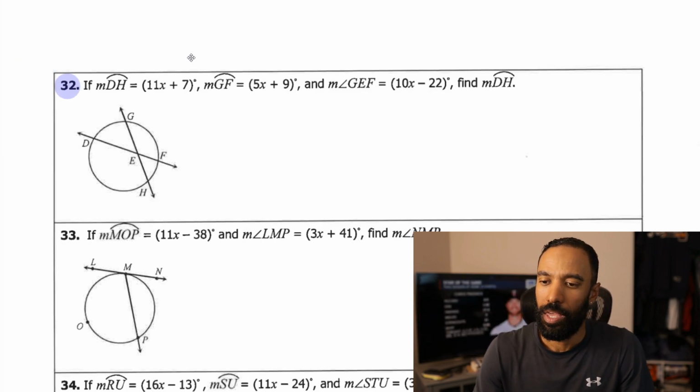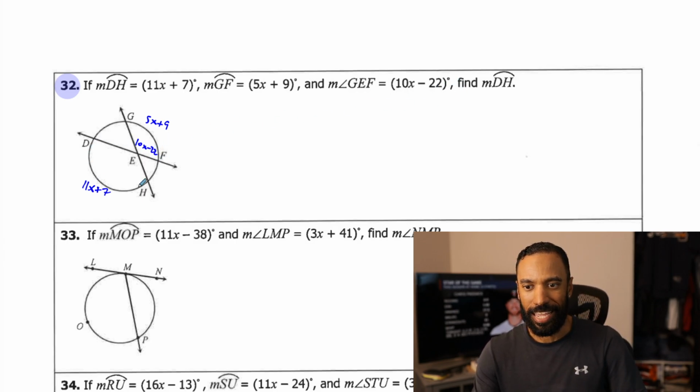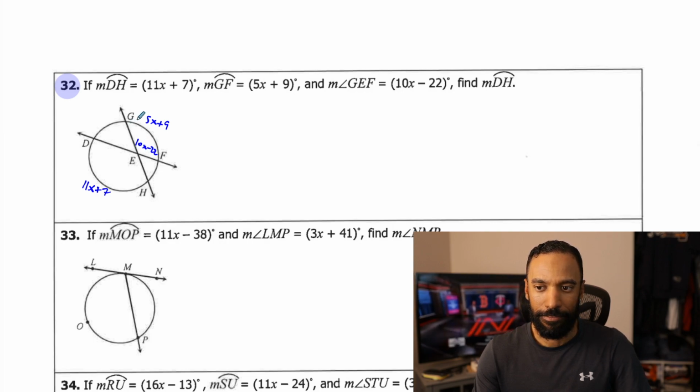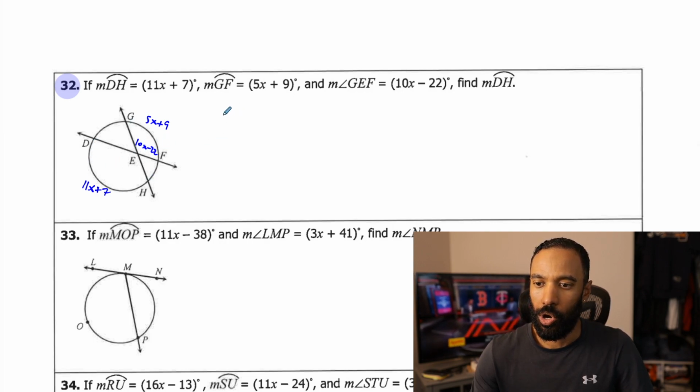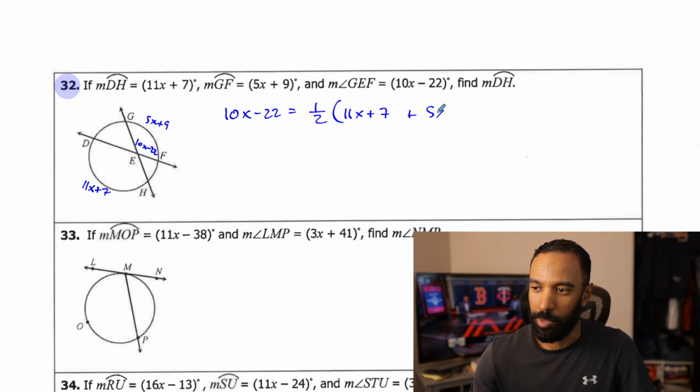Number 32, measure of arc DH is 11x plus 7 degrees. Measure of arc GF is 5x plus 9 degrees. And measure of angle GEF is 10x minus 22 degrees. Find the measure of arc DH. Solve for x, plug it in. There's the angle, half the sum of these two. So 10x minus 22 will be half the sum of 11x plus 7 and 5x plus 9.